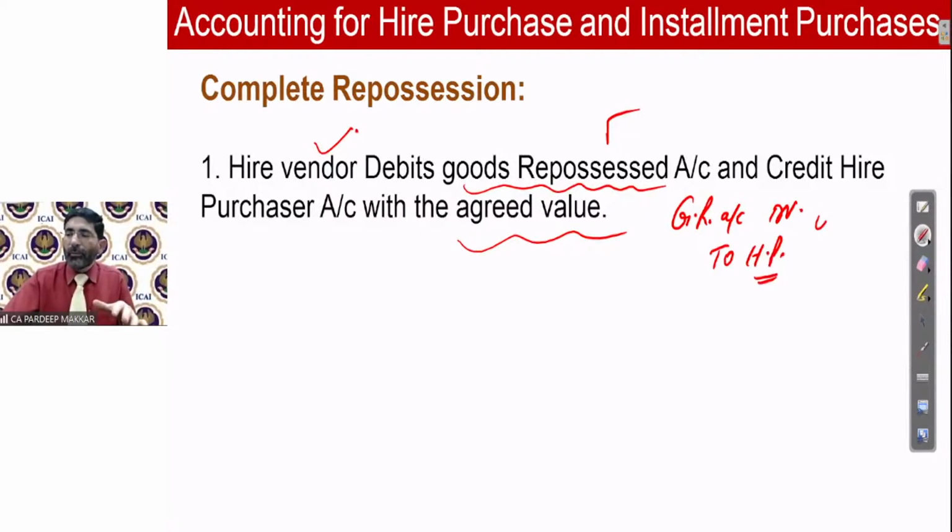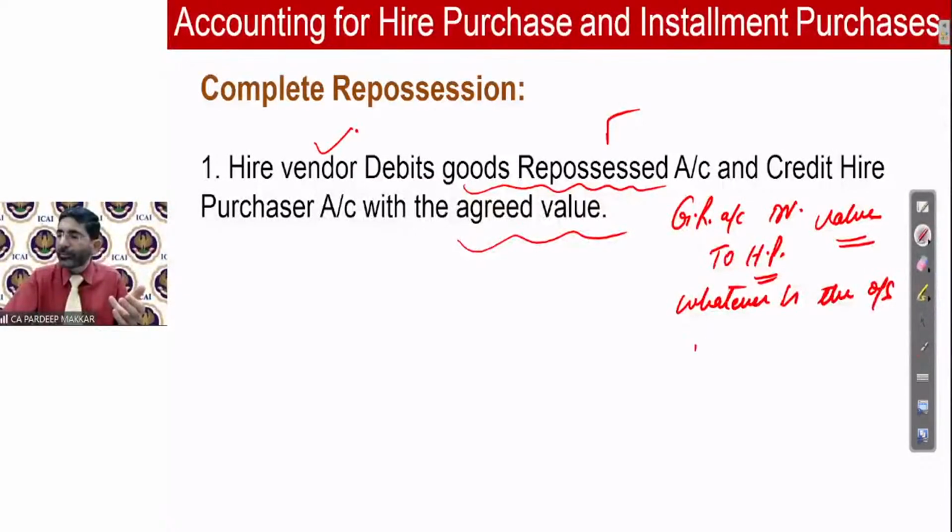Value will be given to you, or if it is not given to you, then whatever is the outstanding amount of purchaser, that will be used. Whatever is the outstanding amount of purchaser, we will carry that forward. Okay.